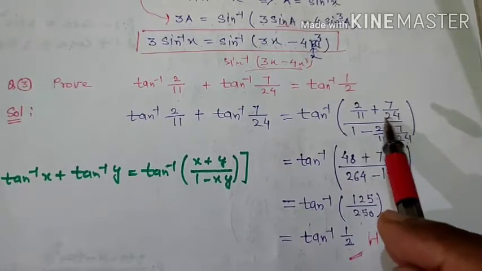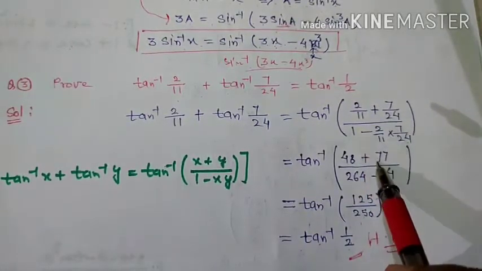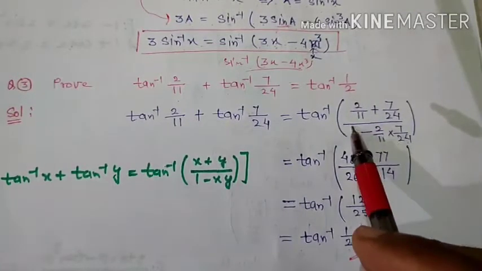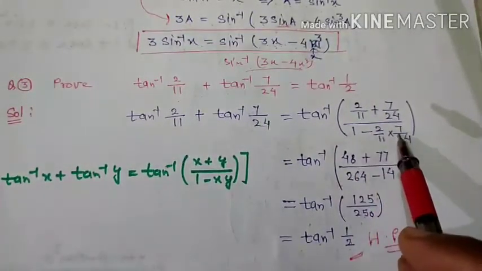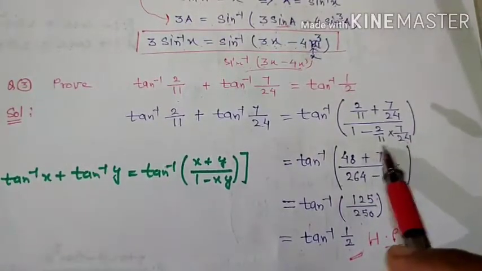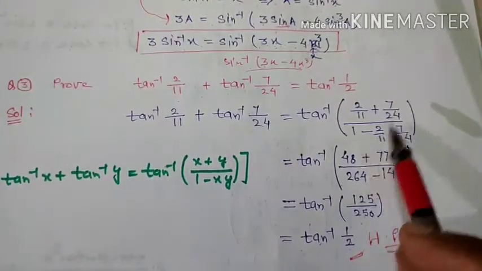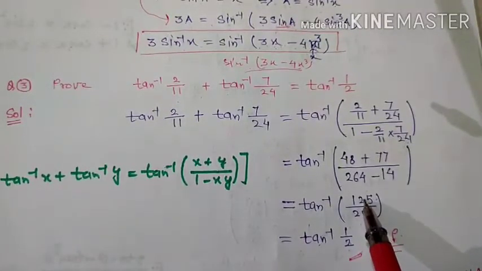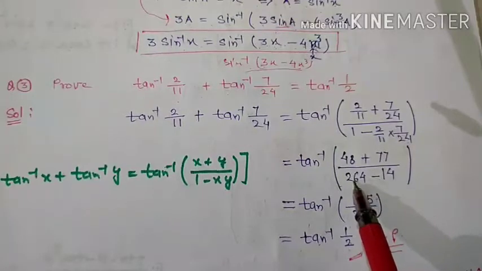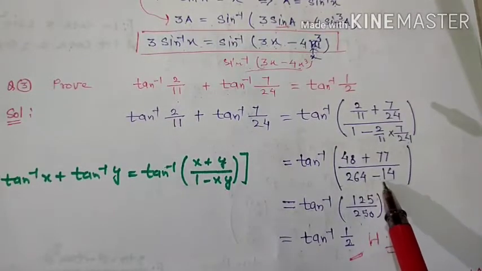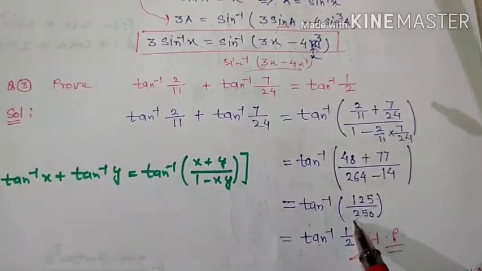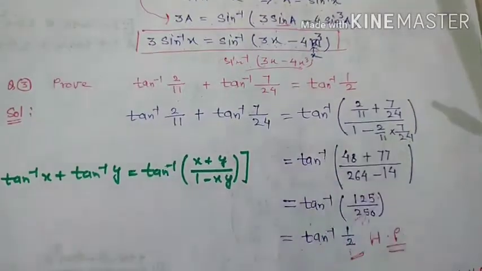If I take the LCM, I'll be getting 48 and 77 in the numerator, and in the denominator 11 into 24. Same here, 11 into 24 is 264, minus 7 times 2, 14. 11 into 24 again is the LCM, so I cut that part. If I add 48 plus 77, I get 125. If I compute 264 minus 14, I'll be getting 250. So after substituting and reducing it, I'll be getting 1 by 2. So hence proved. This was to prove.